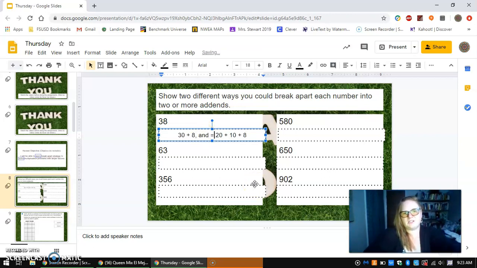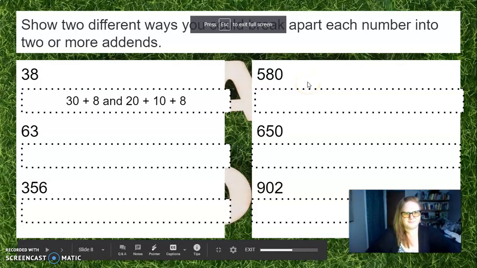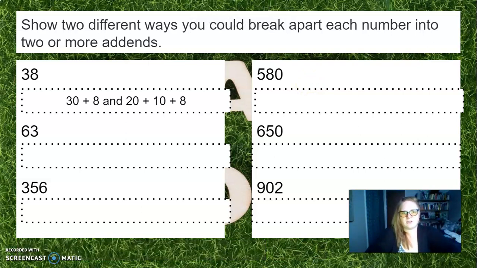And so I want you to do the same thing for the rest of these numbers. I want two different ways that when you add up the numbers, it would equal the 38, 63, 356, just like that. And this is actually going to help you in breaking apart larger numbers later on as we're doing multiplication. So really take your time and really think about these.